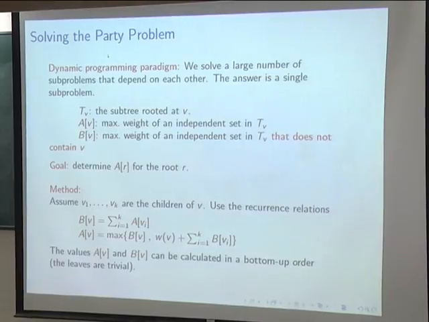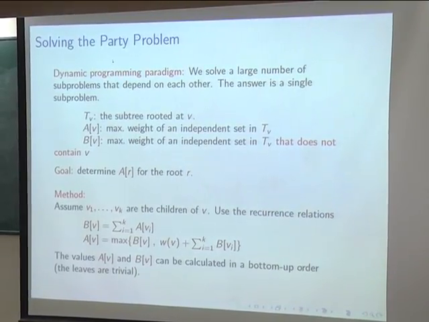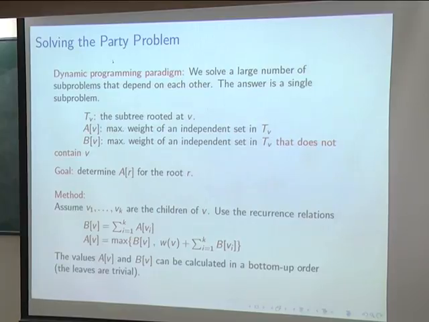Leaves are trivial. For a leaf, it is a single vertex, so A of V is its weight and B of V is 0. So is the DP clear? And do you agree that we can do this in linear time, going from bottom to top? Okay, very good.